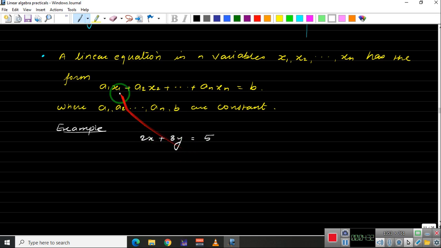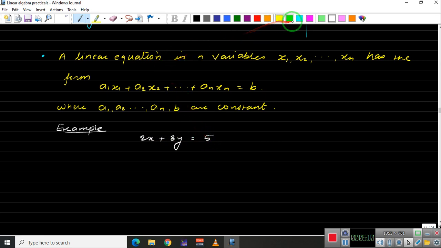Now what do we mean by the solution of a linear equation? Suppose we have a linear equation in n variables, like this. The solution of this linear equation means those values of the unknowns which, when substituted in this equation, give us an identity, that is, those values that satisfy this equation. For example, for this linear equation in x and y, the solution means those values of x and y which, when substituted, give 5.